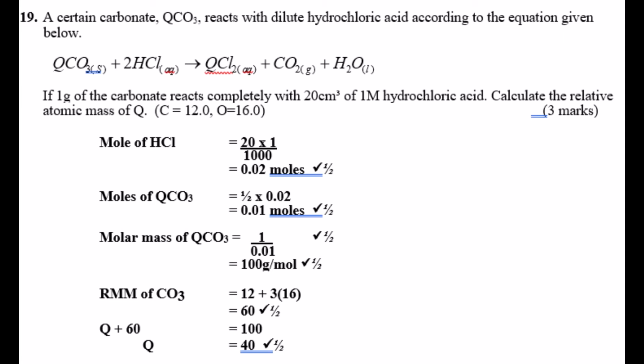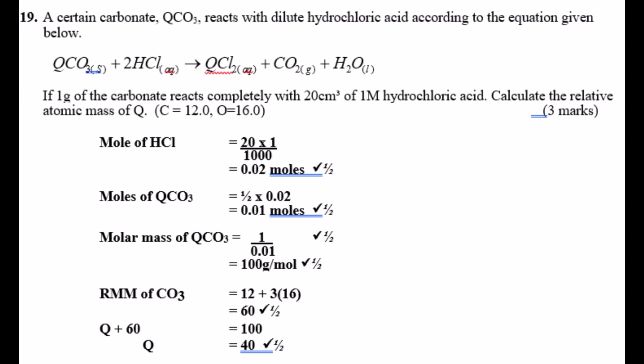Question number 19. The unknown carbonate, Q carbonate, is there. Then you're given that 1 gram of that carbonate reacts with 20 centimeters cubed of 1 molar HCl. So the way to work out that, first of all, work out the moles of HCl. 20 multiplied by 1 divided by 1000. You get 0.02 moles. So according to the mole ratio, every 1 mole of the carbonate reacts with 2 moles of the acid. So the number of moles of the carbonate is half the number of moles of the acid. So you divide 0.02 by 2.